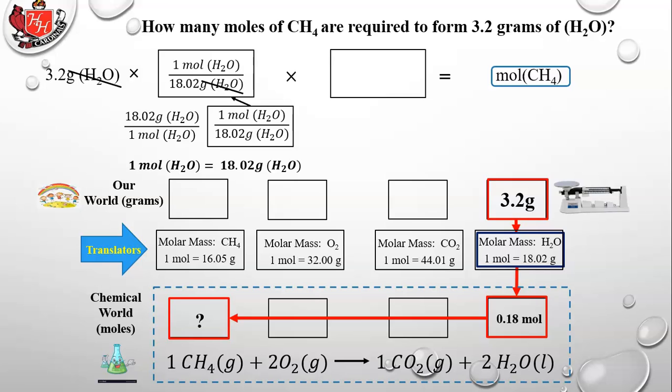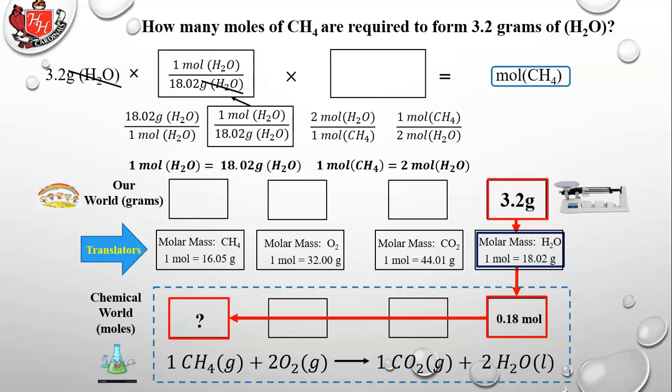So now we're going to do the second conversion, and that's to get from 2 moles of H2O over to 1 mole of CH4. And this is exactly what we did in the last problem. So this is the same thing. 1 mole of CH4 equals 2 moles of H2O. You have 2 moles of H2O over 1 mole of CH4, or you flip it: 1 mole of CH4 over 2 moles of H2O. Okay, so which one of those two is going to go in the box?